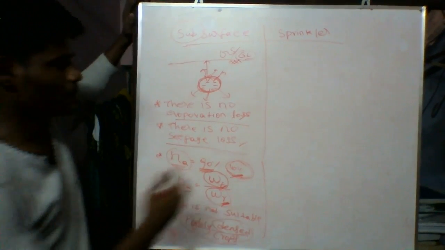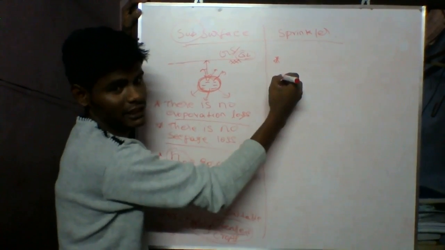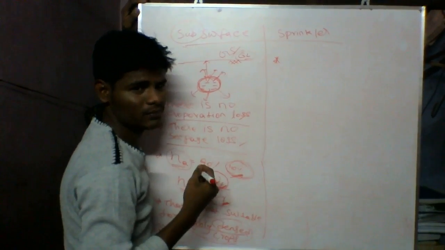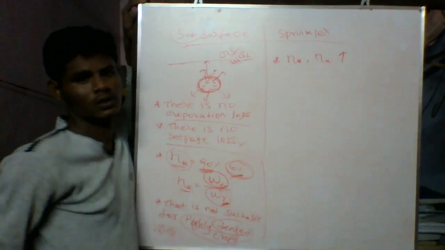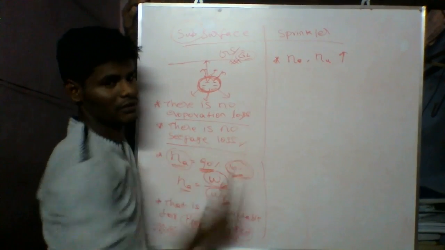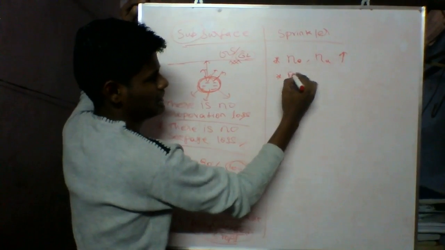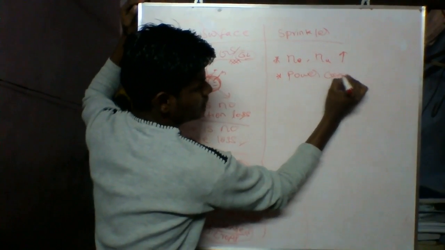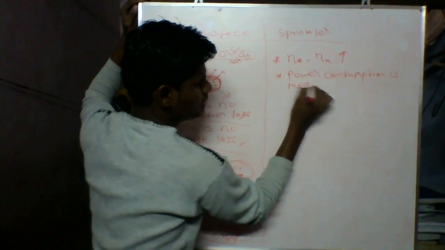So another one is sprinkler. In sprinkler, the most important point is asked in IES exam, Indian Engineering Service. Application efficiency and use efficiency are more. These two points are very important. Another important point is that the major disadvantage of the sprinkler system is that power consumption is more.